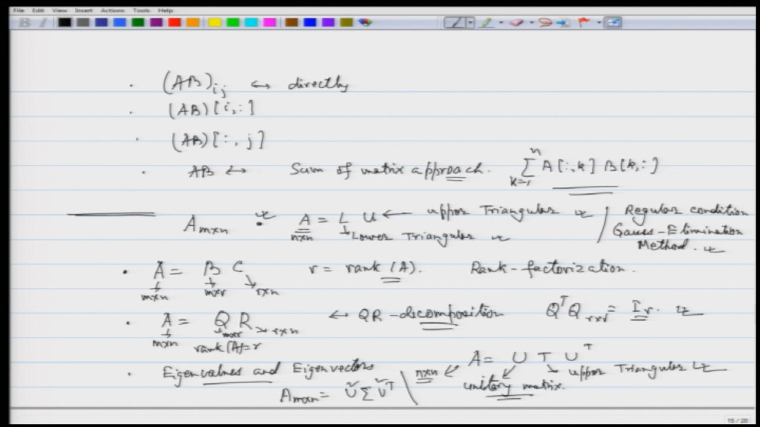So, initially we will look at the first 2 examples, that is A equal to LU and the rank factorization. Afterwards, we will learn what are called vector spaces and then things like that. So, that is all for today, but keep track that we need to understand matrix multiplication, so that we can do all of them.